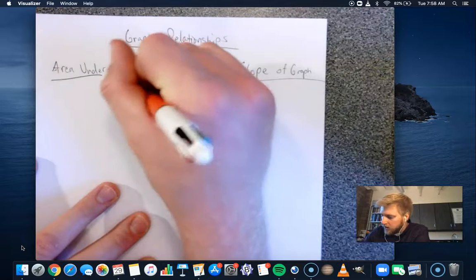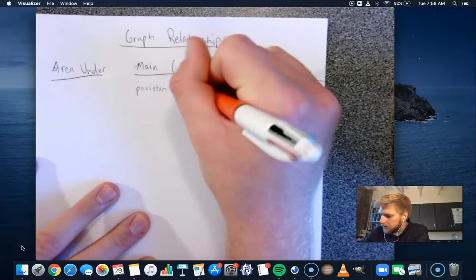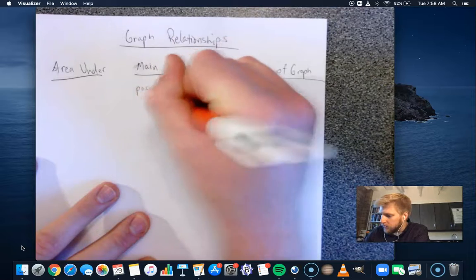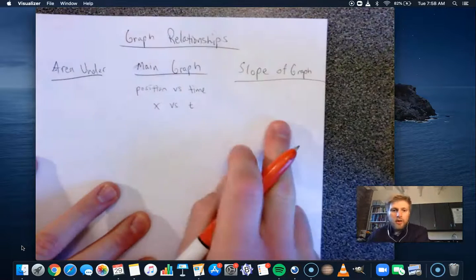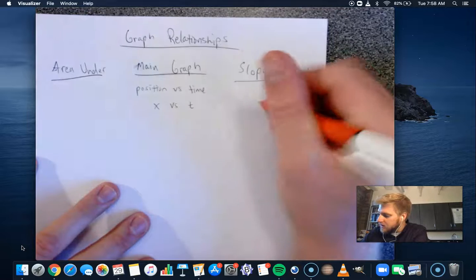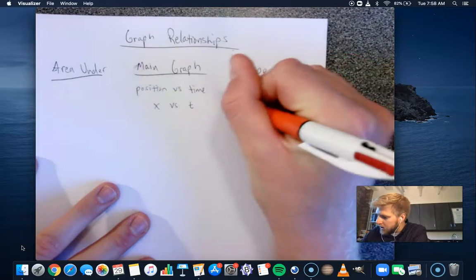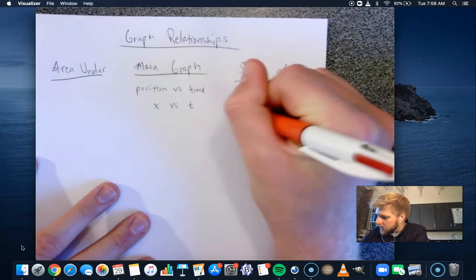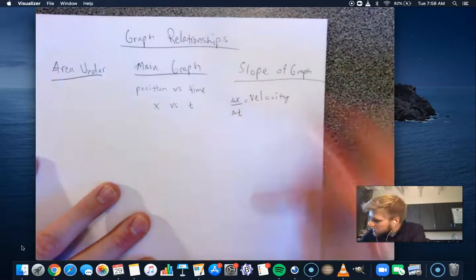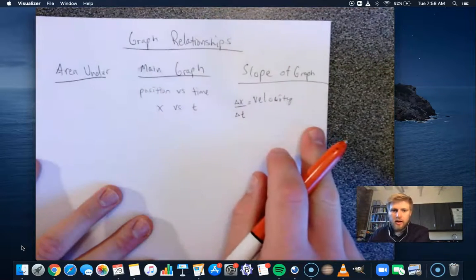So if we start with position versus time, or x versus t, you all know that if you take the slope of that graph, we get the velocity. Right? That's the change in position over the change in time. That's velocity. Okay, that's easy. We've known that for quite a long time.